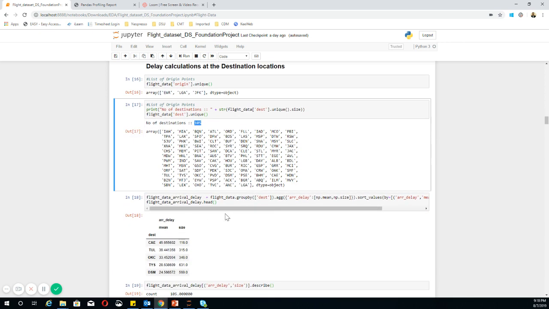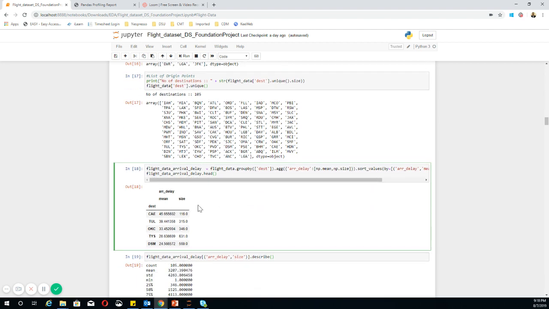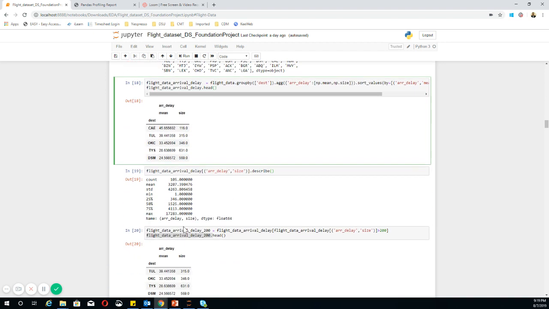As the first step, I have created a new data set by grouping by the destination and using the arrival delay as the aggregate. I just printed out the first five rows of this particular table, and it is something like this.